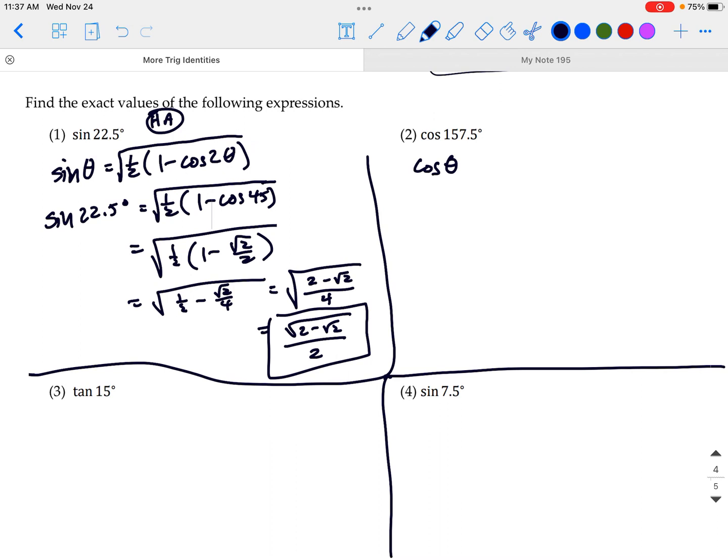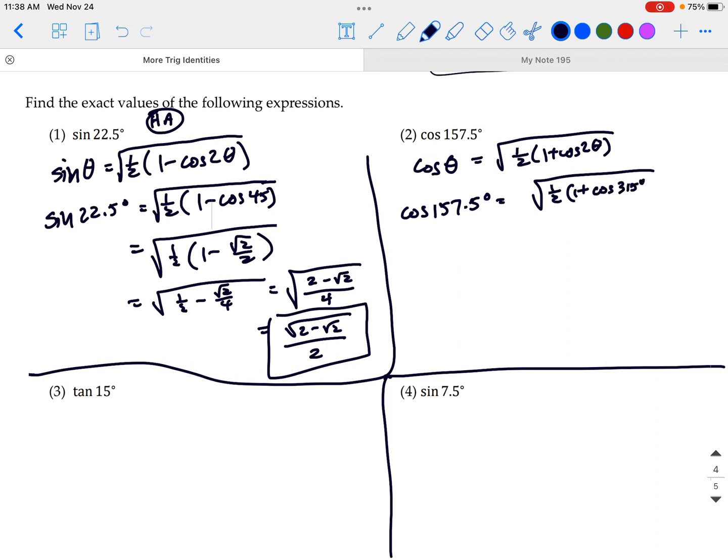All right, so we'll write out our cosine identity here, which is going to be 1/2 times 1 plus cosine 2 theta. So we know that cosine of 157.5 degrees is going to equal the square root of 1/2 times 1 plus cosine of 315. And we know this is going to be negative because 157 is in the second quadrant, so cosine is negative in the second quadrant.